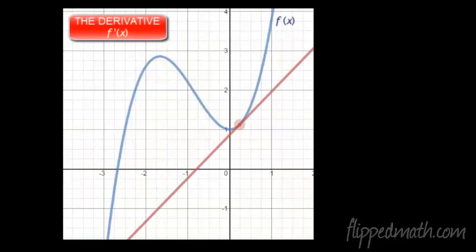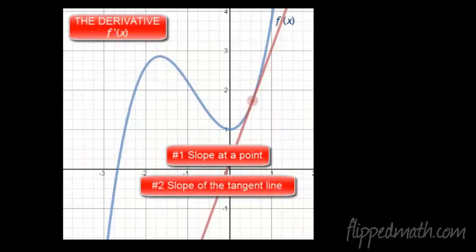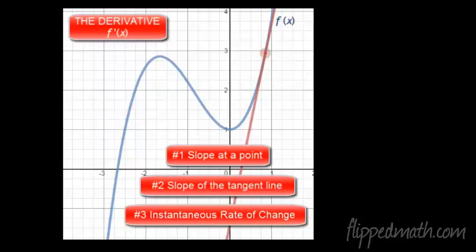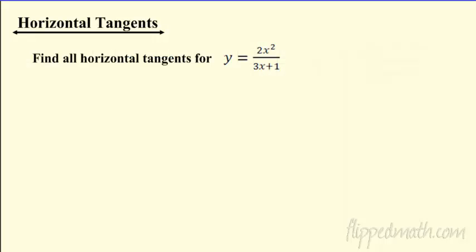So the derivative is the slope at a point, it's the slope of the tangent line, and it's the instantaneous rate of change. And this is a big one right here. This one is awesome: the horizontal tangent. So remember, if you've got some function doing something like, I don't know, maybe this is your function, and you've got a horizontal tangent, what does that mean is going on?